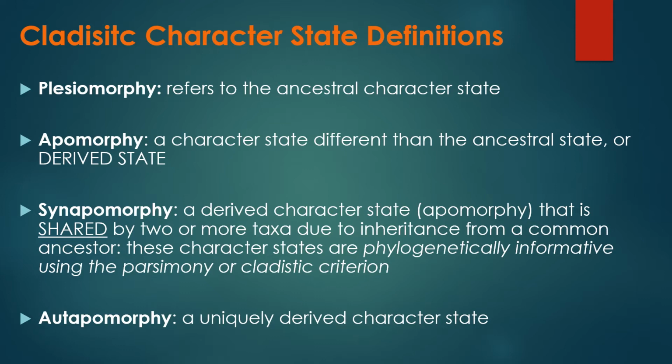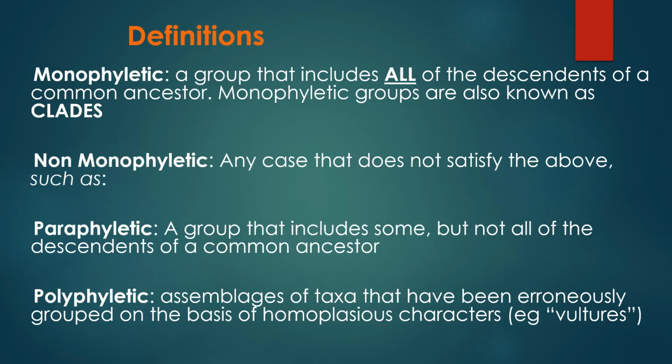So what we're really doing here is creating these trees based on shared derived characteristics, right? What is different that this set of creatures share with each other that is different from the distant ancestor? You also have autapomorphy, which is a uniquely derived character trait that is unique to a specific species. You also have a few other definitions that will be important here.